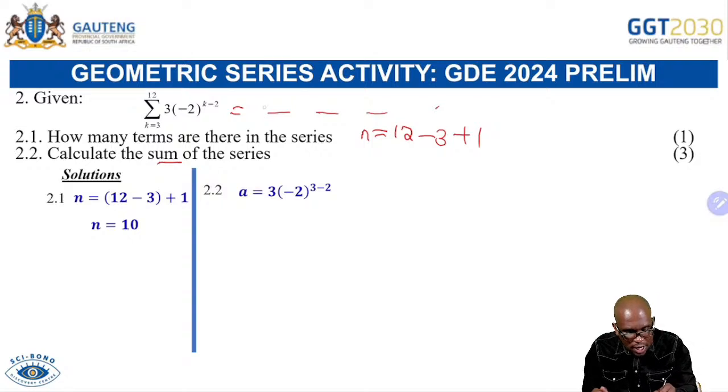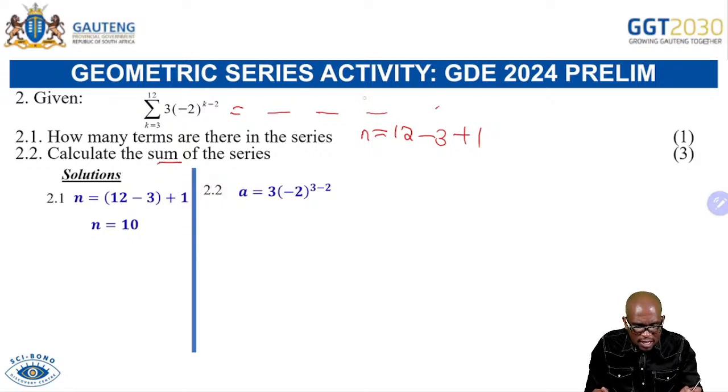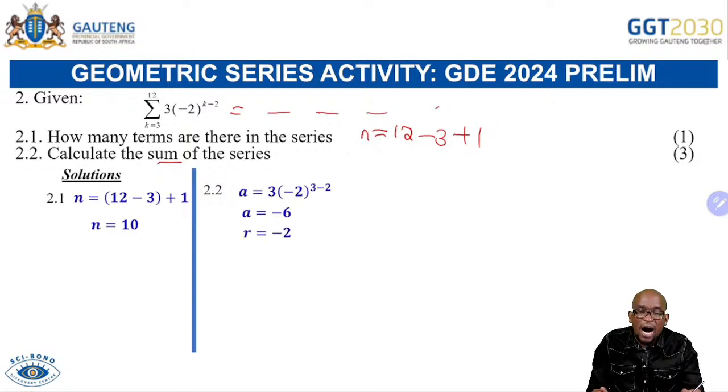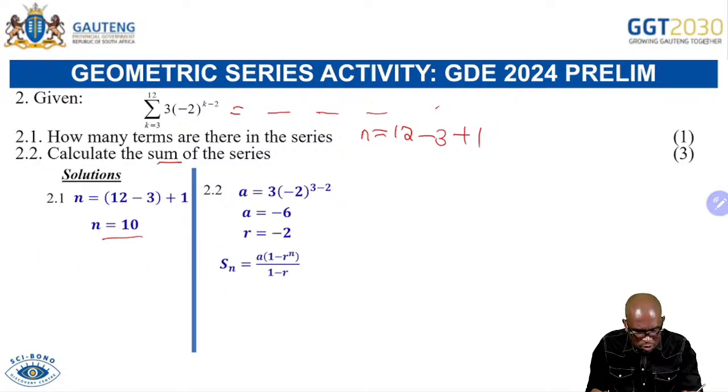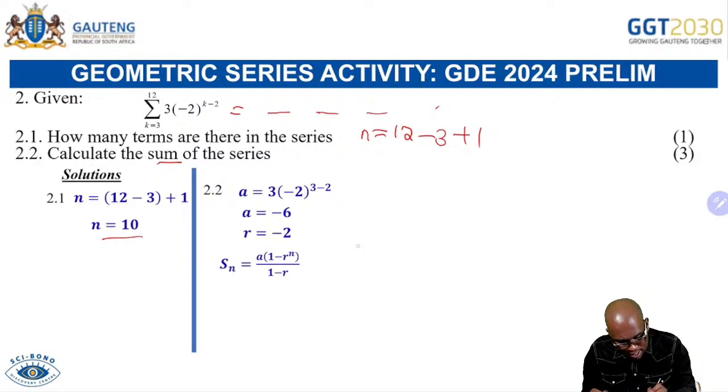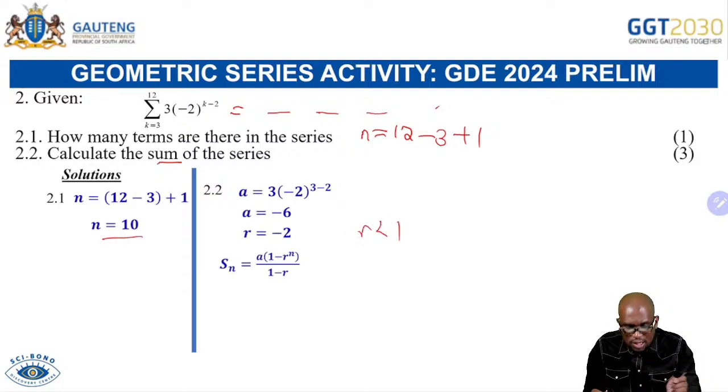Now we are going to expand the series. And in expanding, we get that a is -6, and then r is -2. After having expanded, you've worked out a is -6 and r is -2, and we know we are adding 10 terms. So because they are geometric, we're going to use that. Remember, we're using the 1 minus r, and why is that? Because r is less than what? Is less than 1.